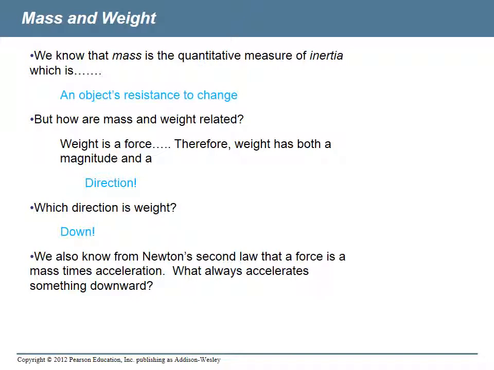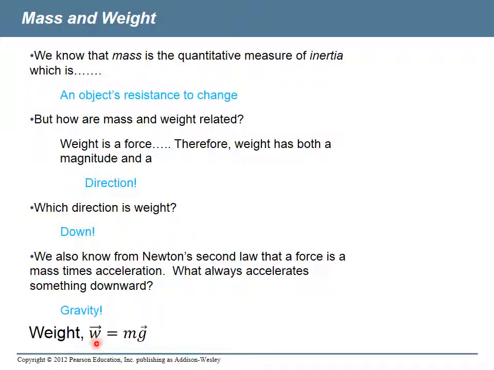We also know that from Newton's second law, a force is mass times acceleration, right? In order to get a force, we have to have a mass and we have to have an acceleration. So what accelerates something downward? The only thing that always accelerates something downward is gravity, right? So the relationship between mass and weight is this acceleration, which is gravity. So weight is equal to mass times gravity. W is equal to mg.